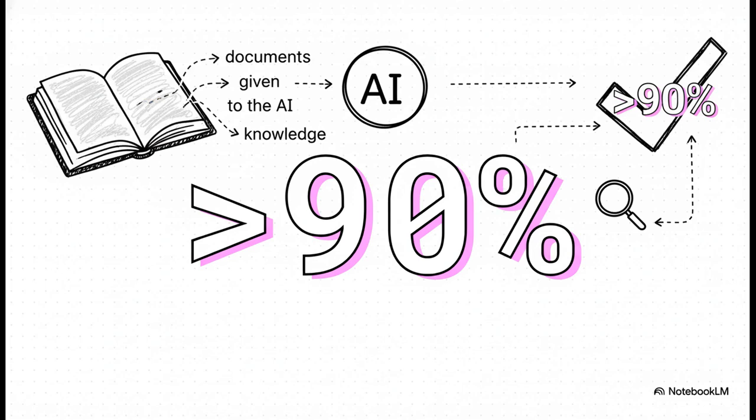To make sure we're succeeding, we have to measure it. A key metric is something called groundedness. The goal is for over 90% of the information in the AI's final answer to be directly traceable back to the documents we gave it. That's how we prove the system is being factual and is trustworthy.